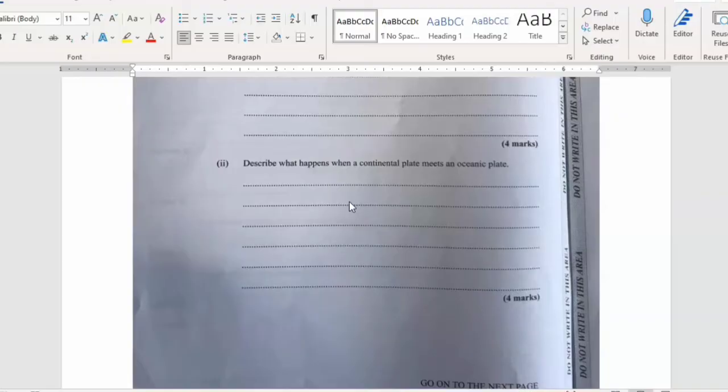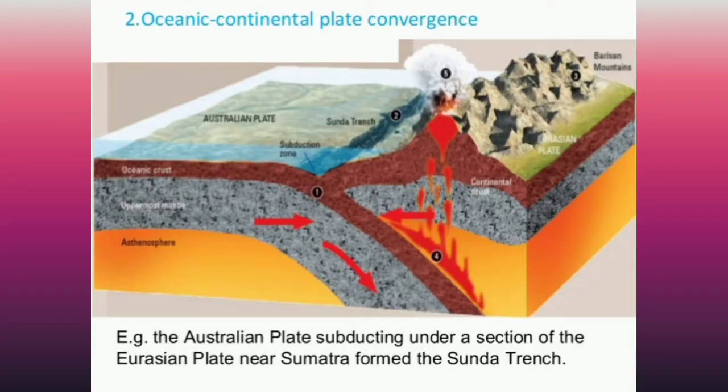That magma will return to the earth as lava through volcanic island arcs that will develop along the subduction zone. The continental plate floats over the oceanic crust because it is lighter than the oceanic crust. So the oceanic crust is denser than the continental crust. So the continental crust will float over the oceanic crust while the oceanic crust will subduct into the mantle.